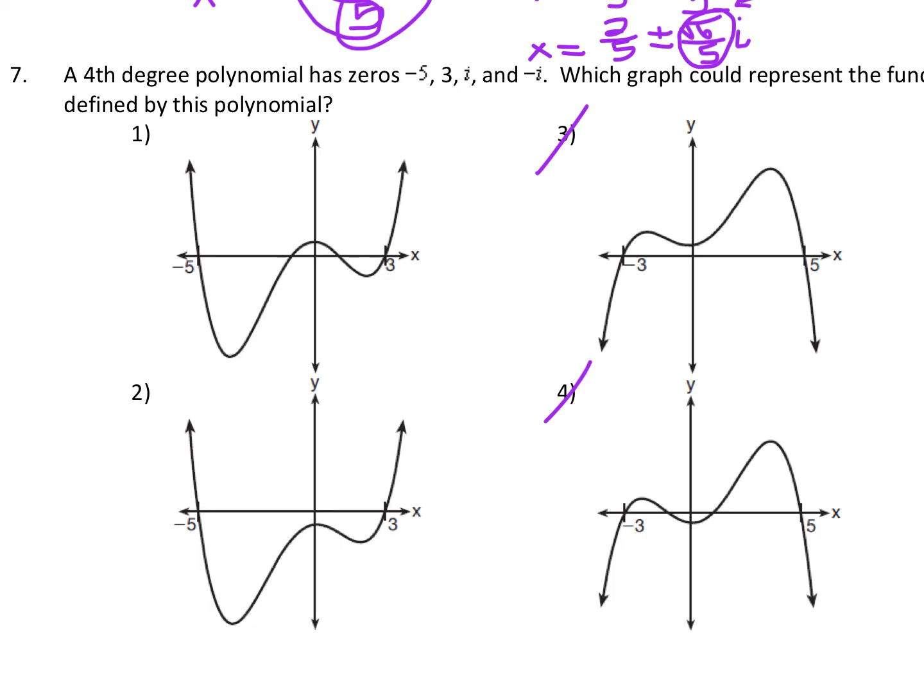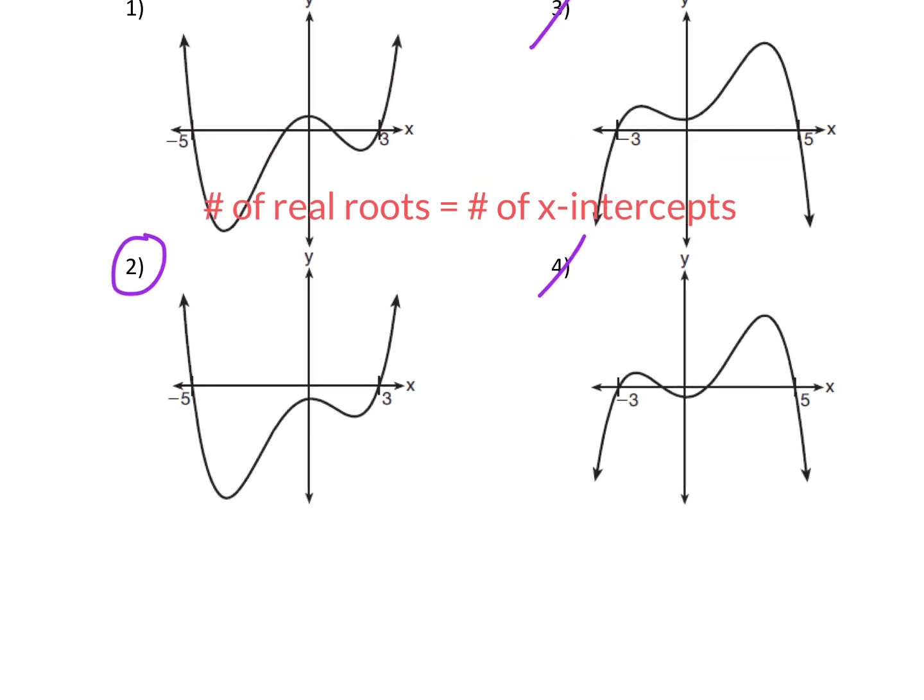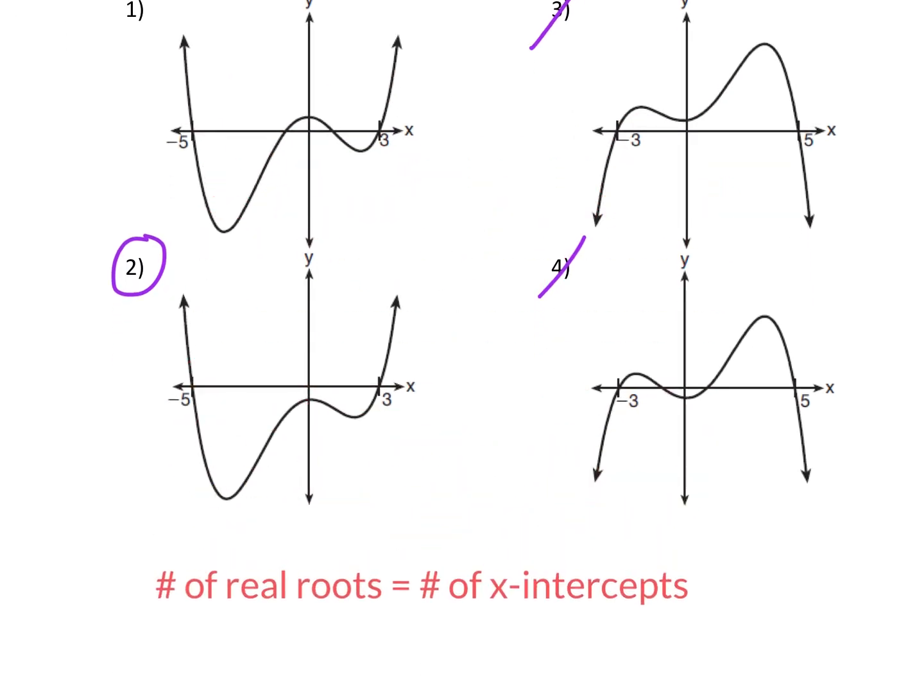Again, I want to point out the number of real roots is equal to the number of x-intercepts. Let's write that out on our paper. So the number of real roots, since we had 2 real roots, will equal the number of x-intercepts. So we have 2 x-intercepts. So choice 2 is our answer.